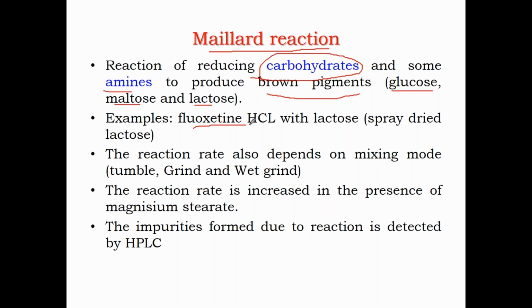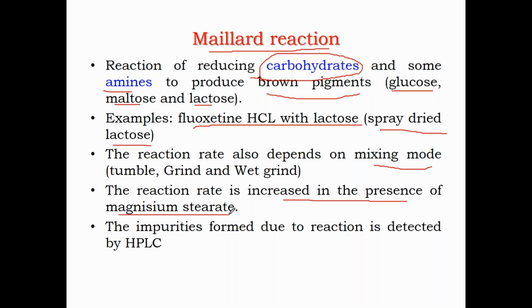So these are some of the examples: fluoxetine hydrochloride with lactose. You have already noted metoclopramide, which can be one of the examples here, where they use spray dried lactose. And the reaction rate also depends on the mixing mode. We know that even the milling process can enhance and aggravate the Maillard reaction. And this was also increased in the presence of magnesium stearate.